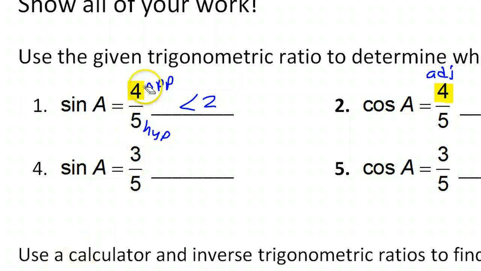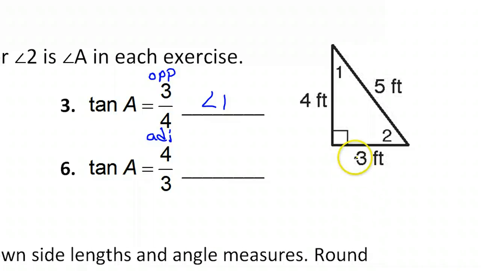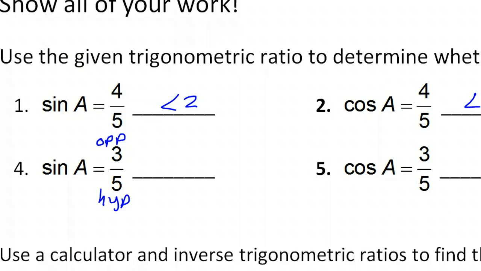Looking at number 4, let me clean some of this up. Looking at number 4, we're talking about the sine function again. So again, sine is defined by the opposite leg over the hypotenuse. So 3 has to be the opposite leg. So if 3 is going to be opposite, meaning away from, we must be talking about angle 1. 3 is opposite or across from angle 1. So this must be angle 1.